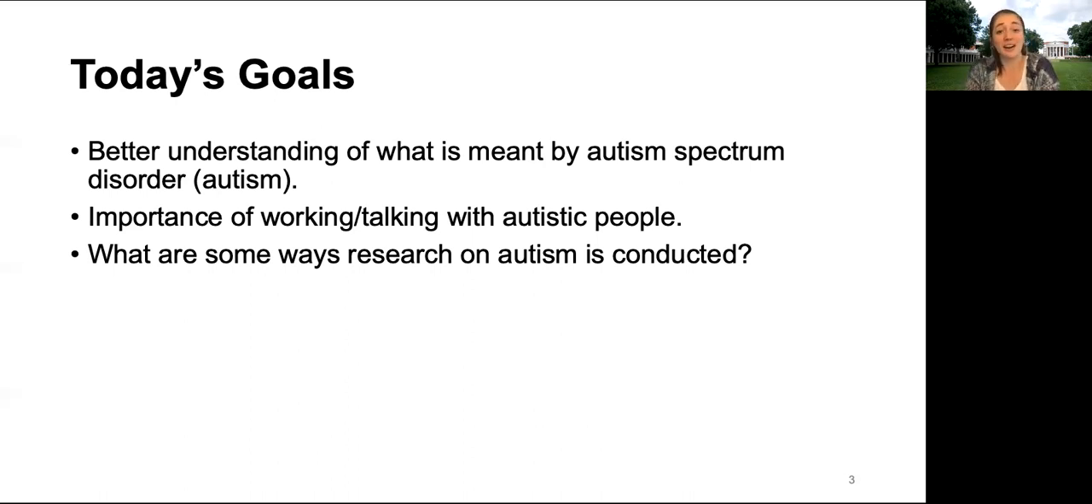Which leads into our second overarching goal. We'll talk some about the importance of working with and talking with autistic people, especially in the research we do, and as we're producing knowledge about autism, just the importance of involving autistic people themselves in that process. And so that also kind of ties into the third goal, which is what are some ways that research on autism is conducted? This is a research institution, and one of the main goals of this class is to talk about how we study how children develop and everything. And so we'll be focusing on that as well throughout the course of this lecture.